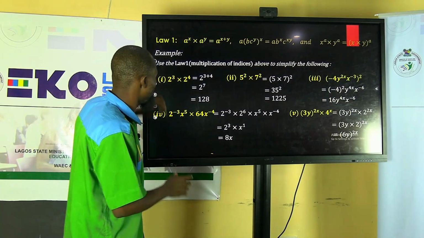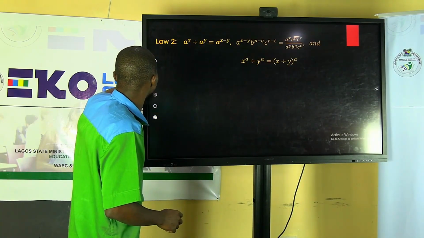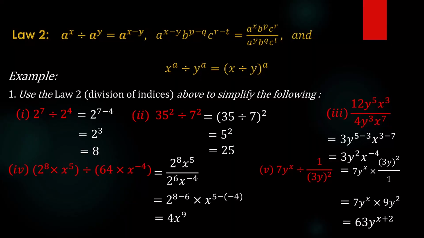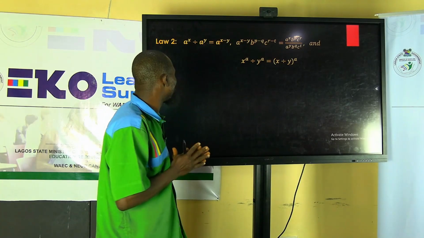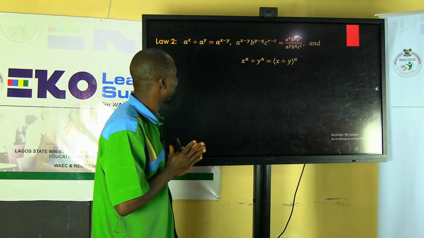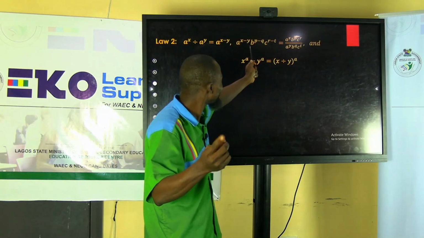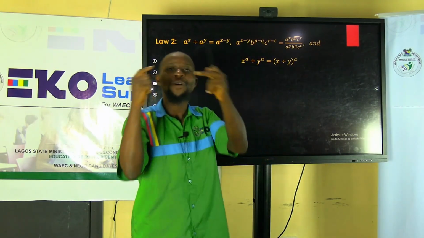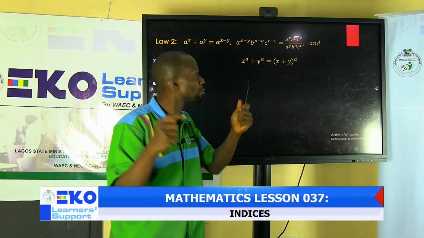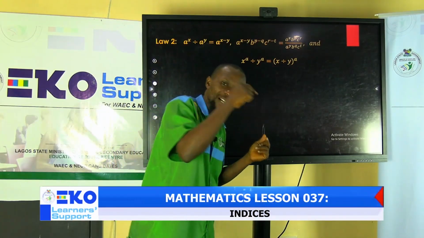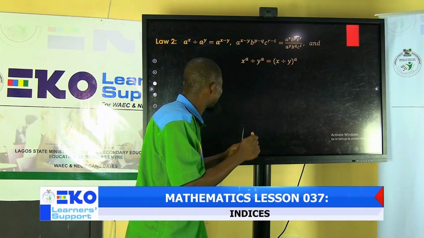Let's go to rule 2. Rule 2 says it's all about division. How do we divide? A raised to power x divided by a raised to power y. And the result is a raised to power x minus y. Now, look at this. It looks complicated. No. It's all about reversing what we are doing. And that's what we did for rule 1 too. Reverse it. And let's see.